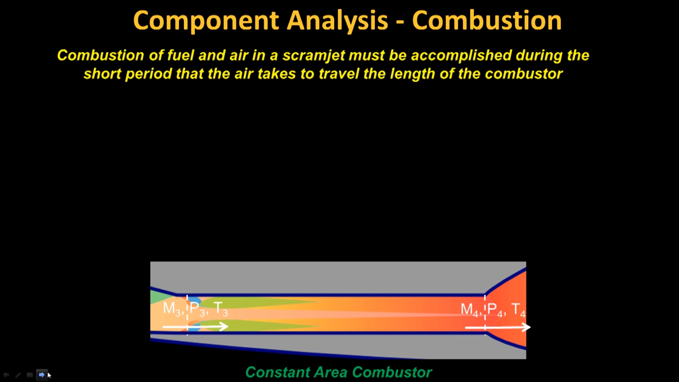Now, combustion. The mixing of fuel and air and then their chemical reaction to produce combustion products must occur during the time it takes the air to travel along the combustor. Much of modern scramjet research is concerned with finding better ways to make this happen. Examining the constant area combustor under analysis here, properties at station 2 and 3 will be identical. Fuel is added at station 3 and combustion is complete by station 4.